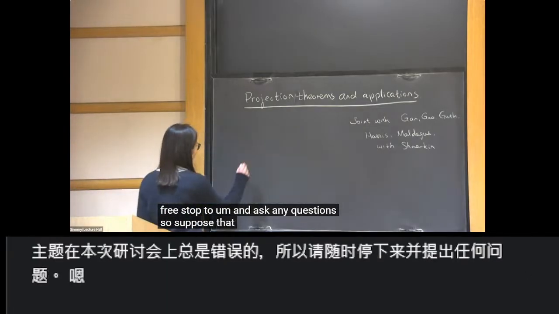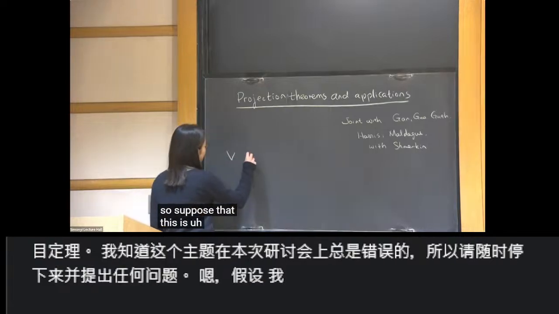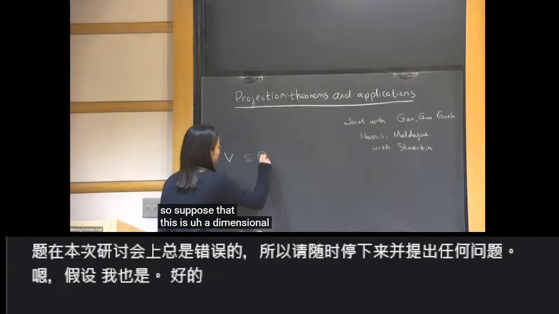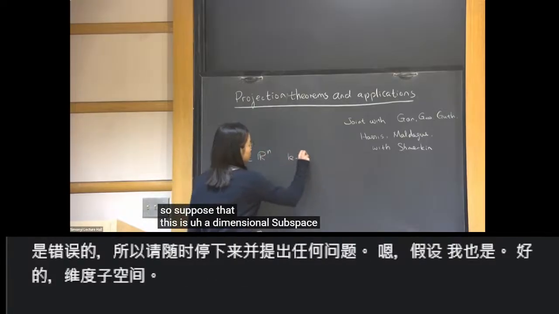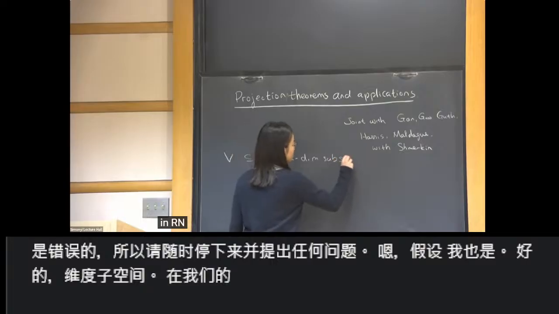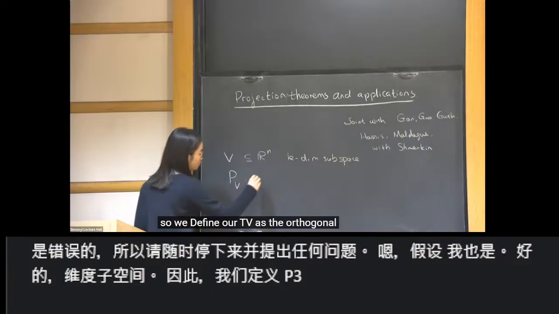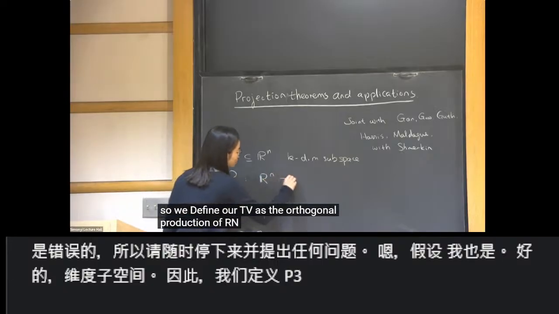I'm going to talk about projection theorems and applications. Suppose that V is a k-dimensional subspace in R^n. We define P_V as the orthogonal projection of R^n to V.